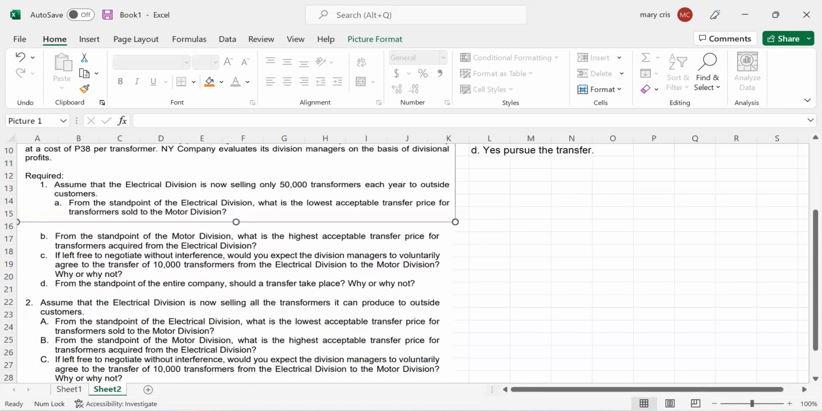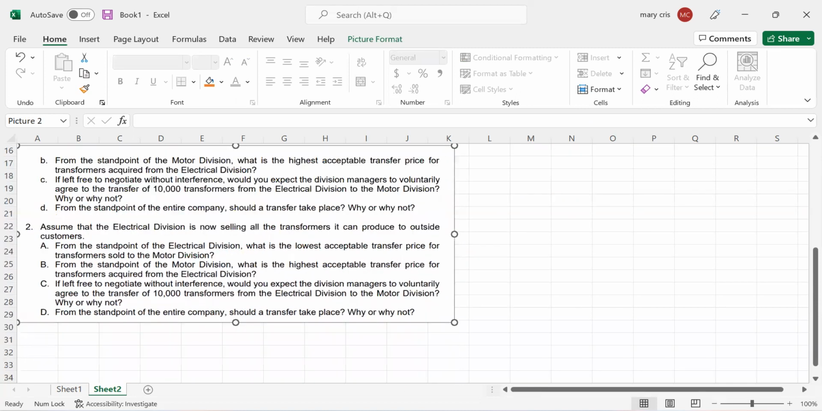Now, ito sa second naman, what if daw they are going to sell all na the transformers to the outsider? So, unsa man ang decision? Ipadayon pa ba gihapon nato ang atoang transfer?